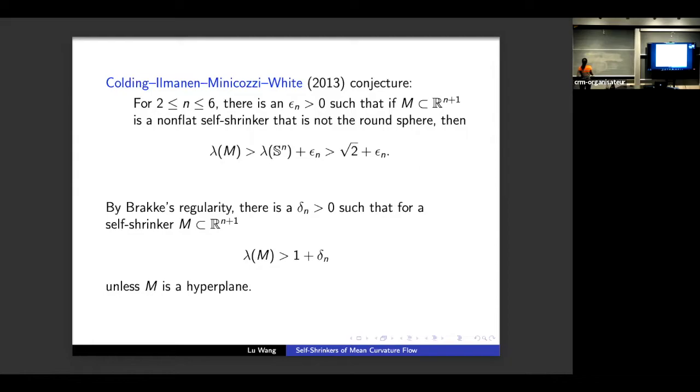I just want to mention a calculation due to Andrew Stone, which says that the entropy of a circle is between 3.5 and 2, and the entropy of the sphere is decreasing with the dimension of the sphere, and this converges to square root 2. So in other words, the round sphere is conjectured to minimize the entropy among all non-flat self shrinkers.